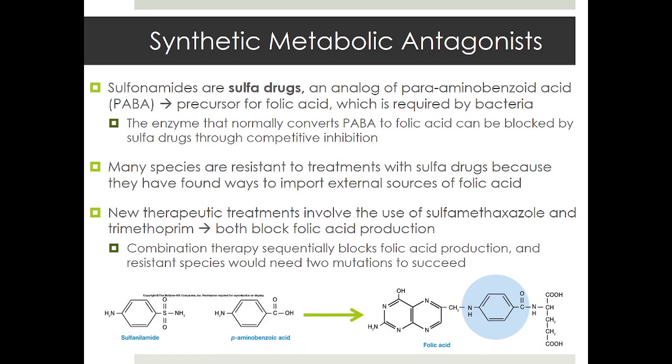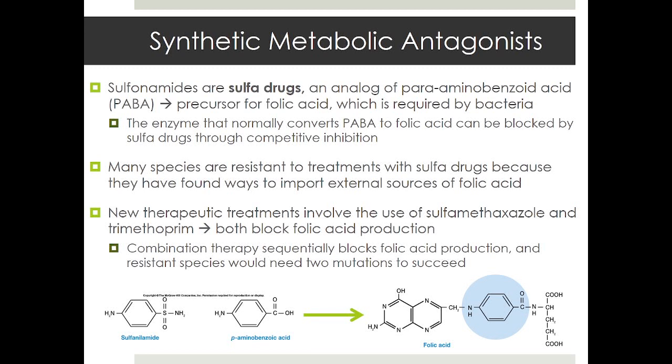Sulfa drugs are a great example of this, and they're actually analogs of para-aminobenzoic acid, or PABA, and this is a precursor for folic acid, which is a material required by bacteria. So if you have a look down here, you'll see sulfonamides and PABA are very similar in structure. And typically, the pathway is that PABA gets incorporated into the formation of folic acid. So if we supply cells with a lot of this instead, they're going to be taking this up and not be able to make the folic acid that they would normally require.